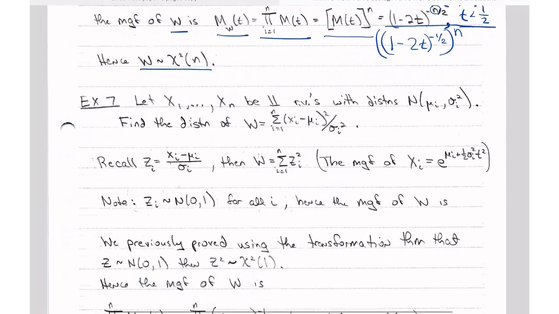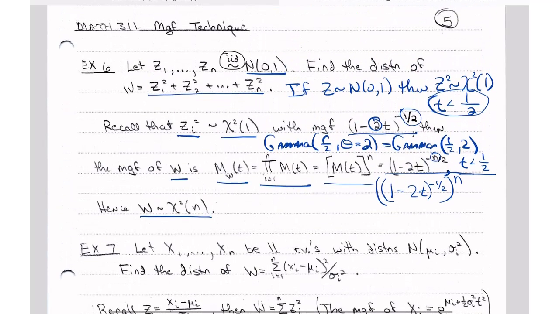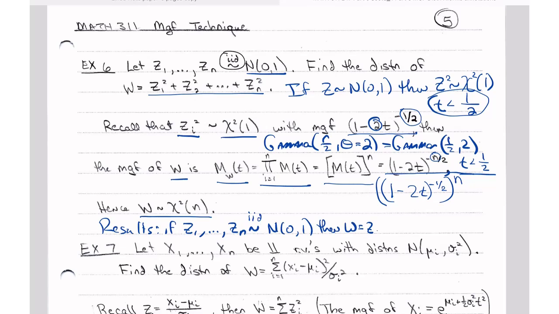So again, these are important results. Please write down your results. If Z1 to Zn are IID standard normal, then W equals Z1 squared plus Z2 squared up to Zn squared has a chi-squared n distribution.